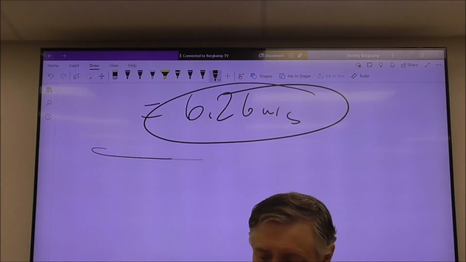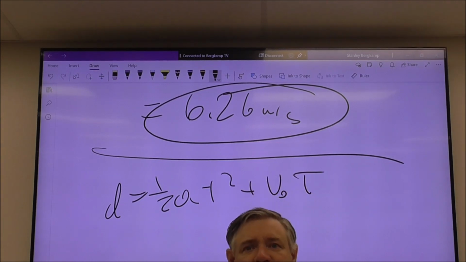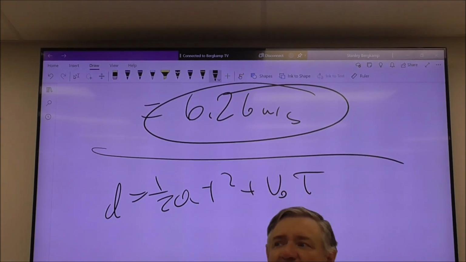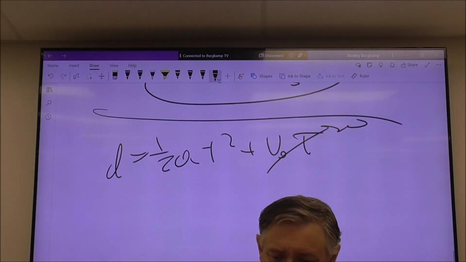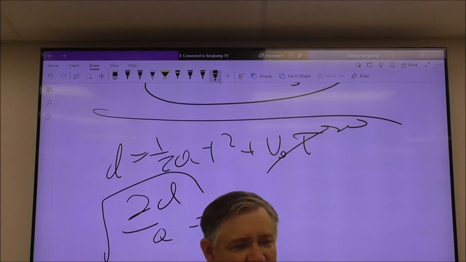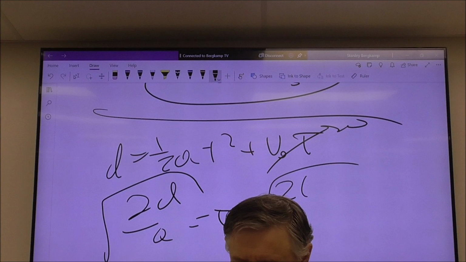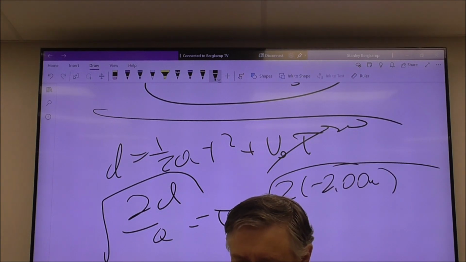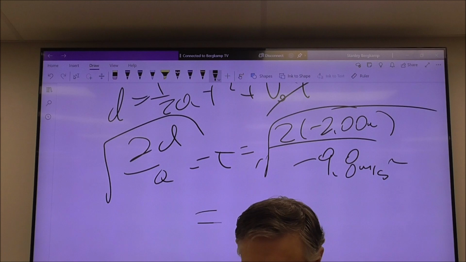So embrace this. Distance equals 1/2 at squared plus v naught time. I drop it. What's my initial velocity? 0. That whole thing goes away, right? 2d divided by a, the square root of that gets me time. This should be old hat. You should be able to look at that and go, got this, cool. Okay, here we go. So that's going to be 2 times, technically, a negative 2 meters divided by negative 9.8 meters per second squared. So otherwise known as 4 divided by 9.8, and then the square root of that gives me what? 0 point something.